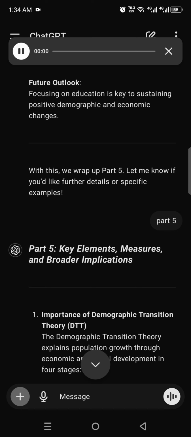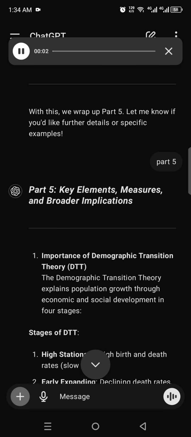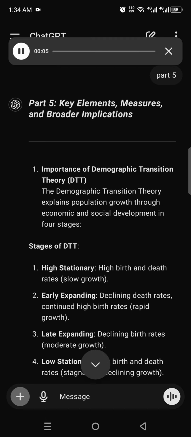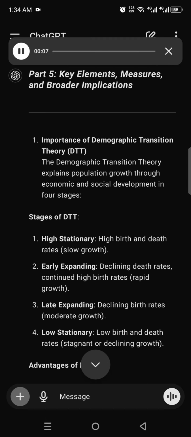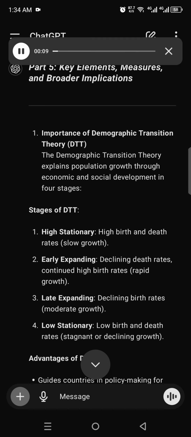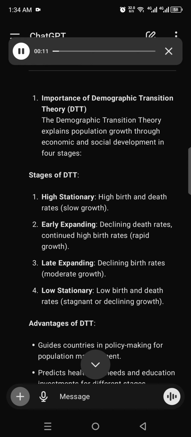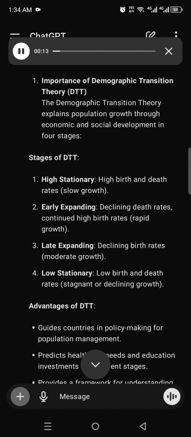Now Part 5. Key elements, measures, and broader implications. 26. Importance of demographic transition theory, DTT. The demographic transition theory explains population growth through economic and social development in 4 stages. Stages of DTT. 1. High stationary, high birth and death rates, slow growth.